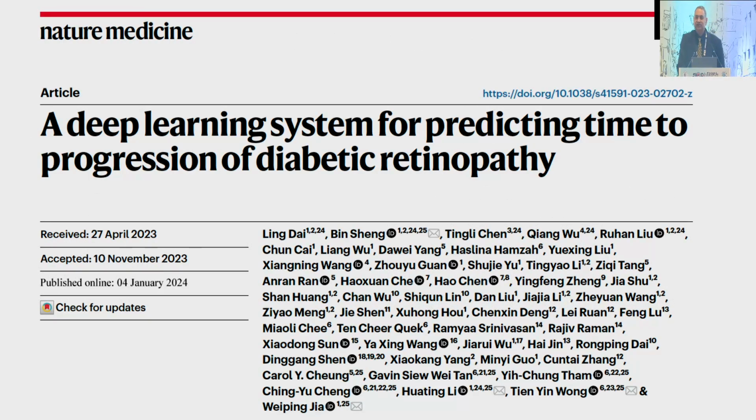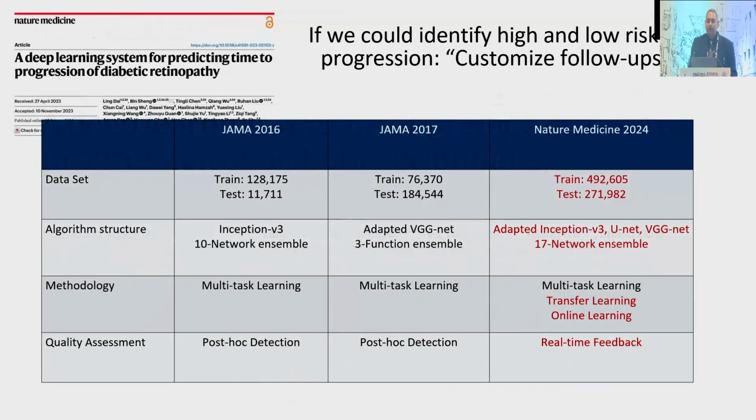This is the very recent work which was led by Professor Tin Wong, and we were happy to be part of it, where we made a deep learning algorithm which can predict the time to progression of diabetic retinopathy. So I would encourage you all should read. You'll see some images with no retinopathy at baseline. AI predicted even the location where the microaneurysm will develop, and after 4 years we had microaneurysms in that area. So we can classify people into high and low risk of progression.